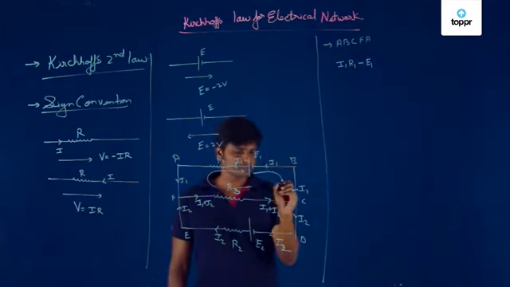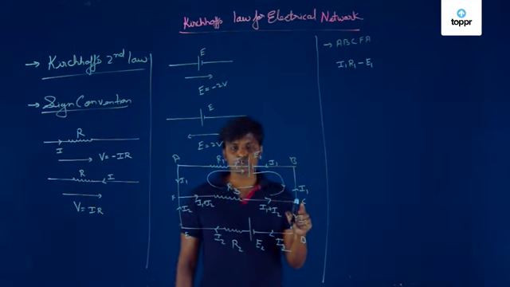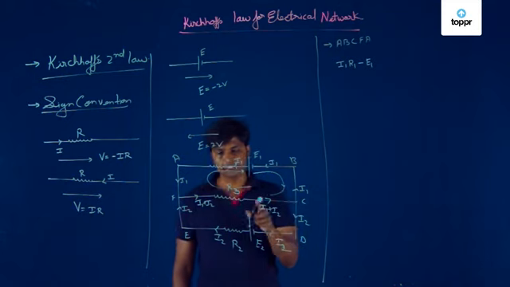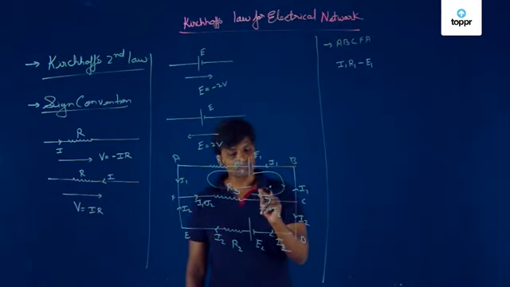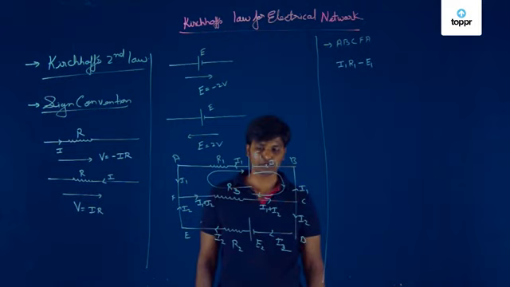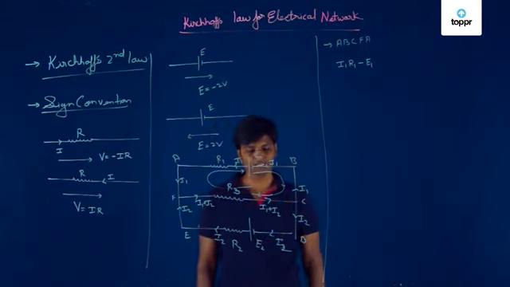Again, across B, C there is no component. While moving from C to F, I get R3. Now, am I moving in the direction of the current or opposite to the direction of the current? I am moving opposite to the direction of the current. That means the potential difference across this resistor R3 will be considered to be positive.